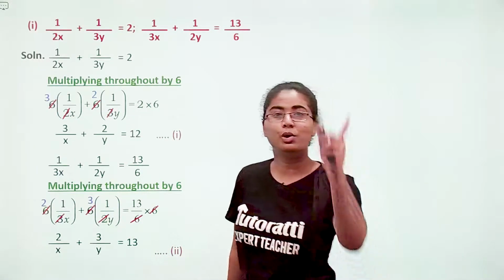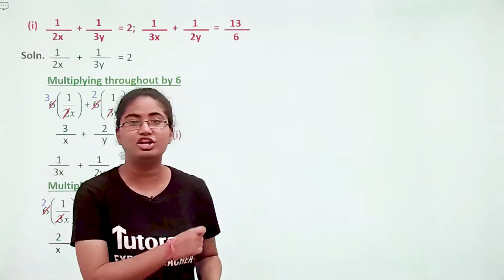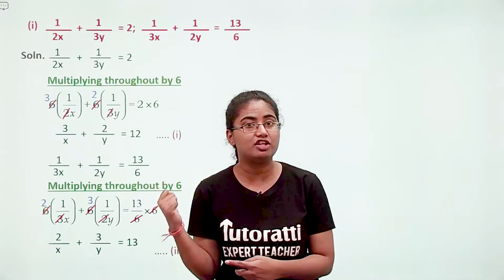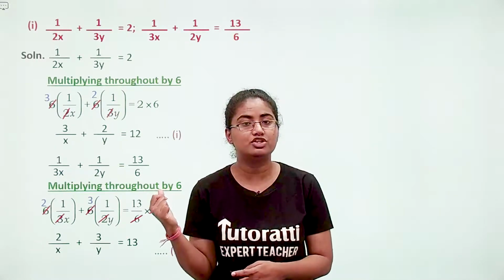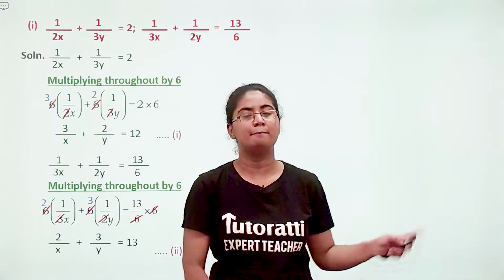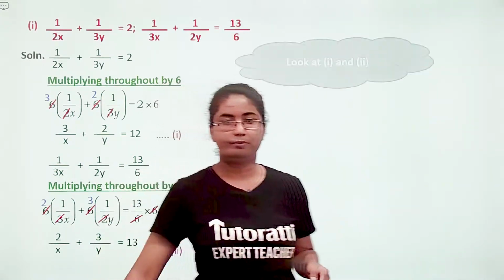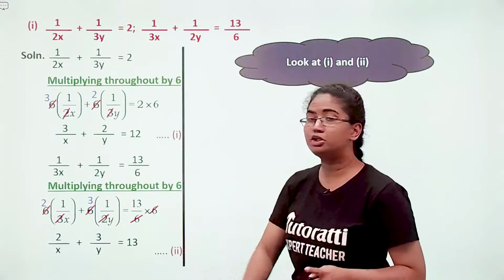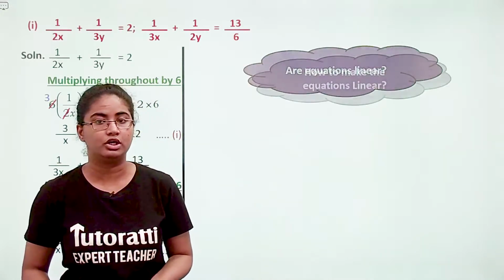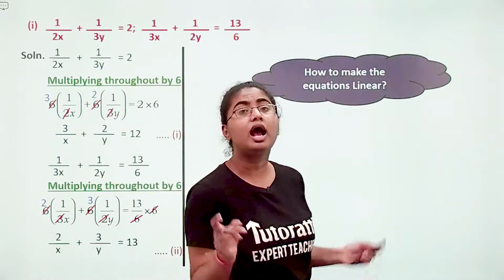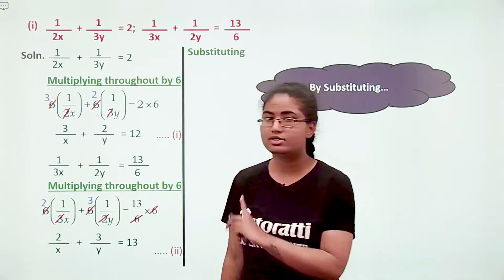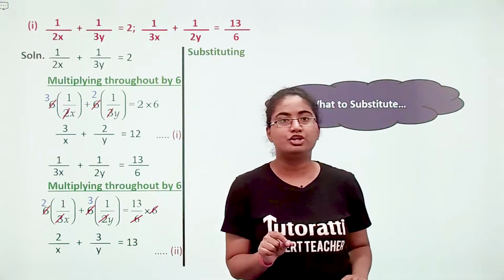What we'll do? 1 upon x as a temporary variable, 1 upon y as a temporary variable. Can you solve this? Can you attempt this? If you are confident enough, pause the video, complete the entire sum and then check it out with me. Alright? Look at 1 and 2. Are the equations linear? Absolutely not. They are not linear. Then how do we make it linear? Substitutions, right? By substituting.